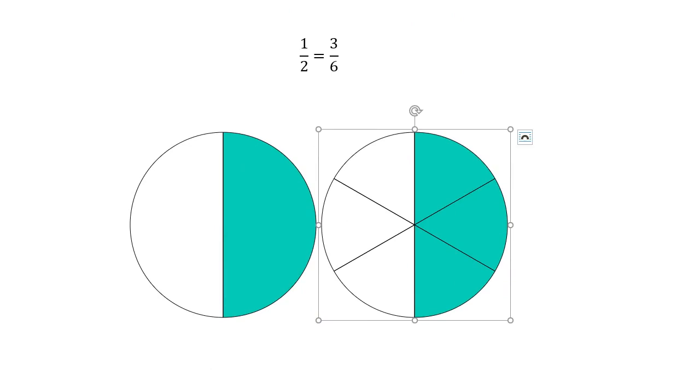This is the amazing thing with fractions, is that we can write the same thing in more than one different way, and that's going to have a lot of interesting uses later on.